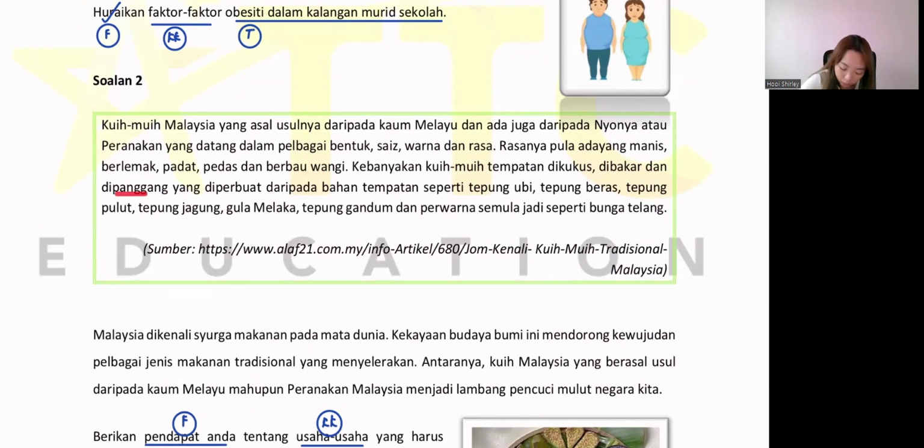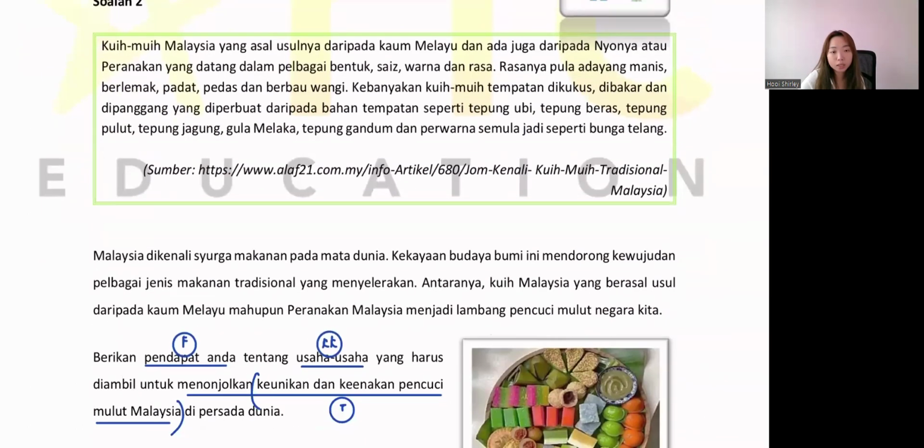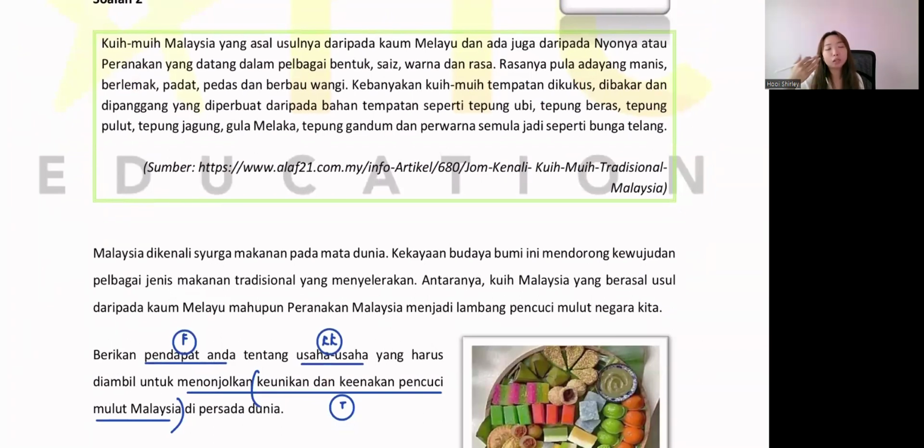Okay. Grill yang diperbuat daripada bahan tempatan seperti apa? So this is the bahan. Did they tell you anything about the usaha-usaha in order to prove that keunikan dan keenakan pencuci mulut? No. Okay, that's the reason. Do not need to look at this. First question you need to take because there is easy relevance to the kata kunci. But second question, nothing relevant to usaha, then you can just ignore it. Okay, so this is how you should analyze your question, how you can get high marks for that.